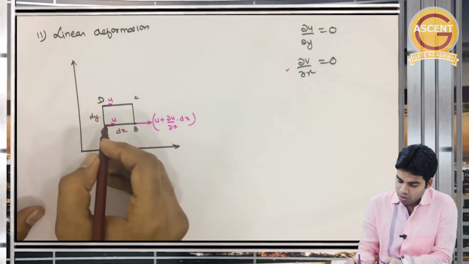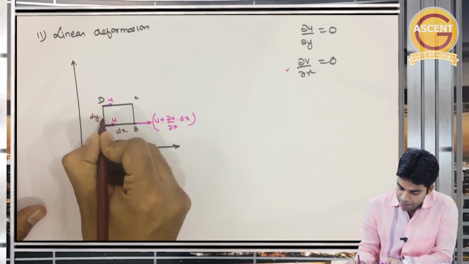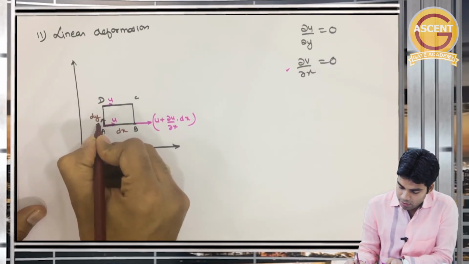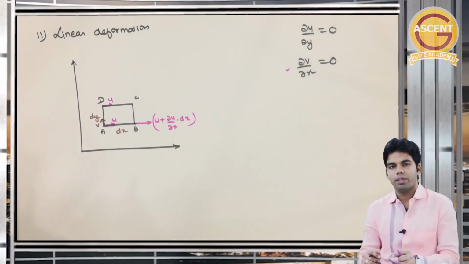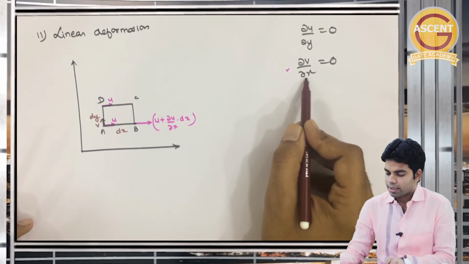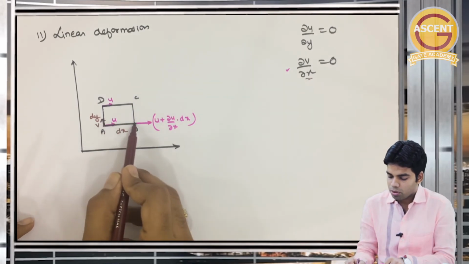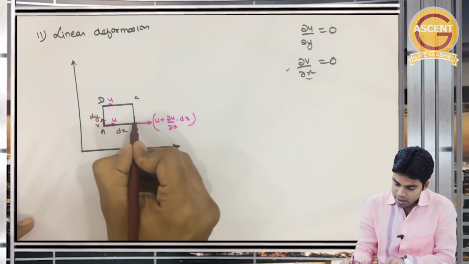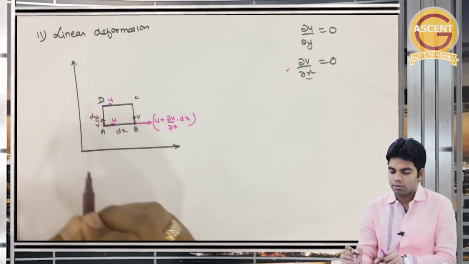That means the velocity here is v at point A. The velocity in y-axis is v, and this is not changing with respect to the x-axis. That means at all the points of AB, the velocity will be the same as v. Here also the velocity will be v.